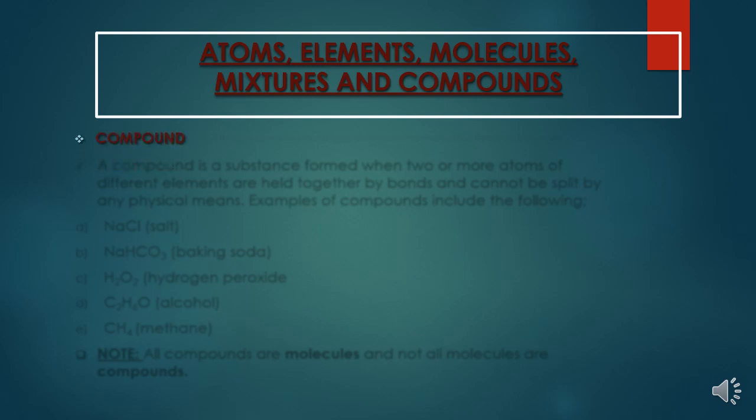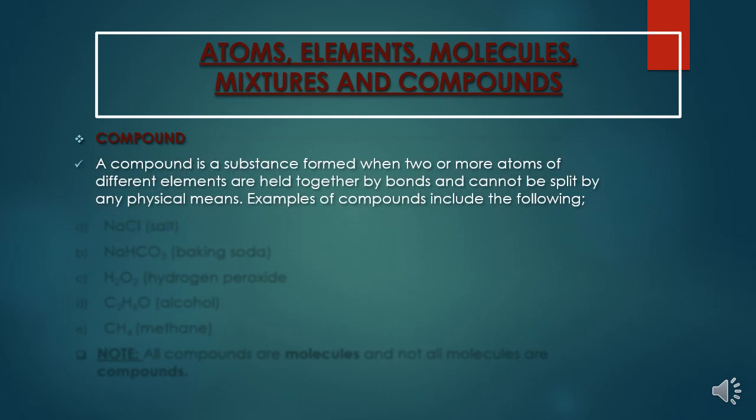We also need to understand what a compound is. A compound is a substance that is formed when two or more atoms of different elements are held together by bonds and cannot be split by physical means. So this statement means that you're going to have two elements, and these two elements are going to be bonded together, and when they are bonded together they cannot be separated physically, but they can only be separated using chemical means. What example can we give of a compound? An example is salt, which is sodium chloride, having two elements there.